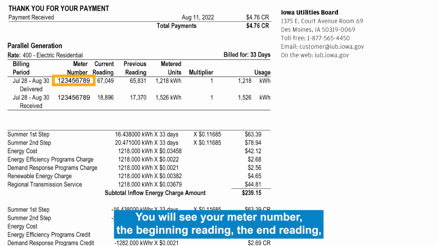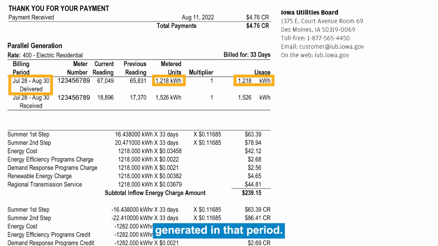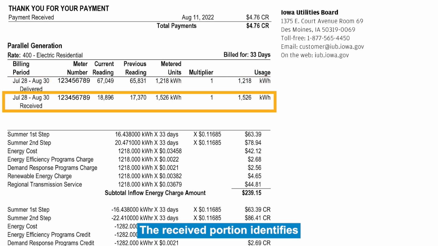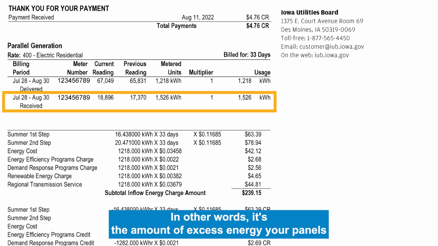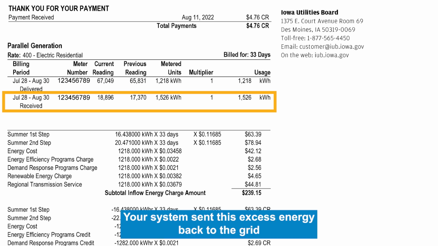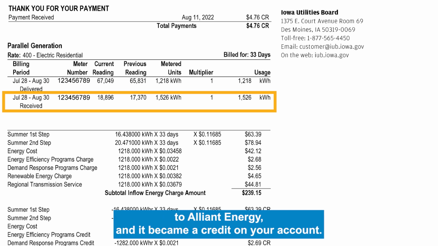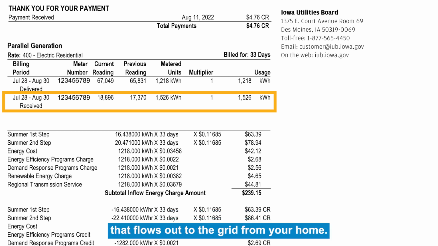You will see your meter number, the beginning reading, the end reading, and the total number of kilowatt hours used beyond what your solar system generated in that period. The received portion identifies how much electricity Alliant Energy received from you. In other words, it's the amount of excess energy your panels generated that your home didn't use at the time. Your system sent this excess energy back to the grid to Alliant Energy, and it became a credit on your account. This is also referred to as outflow electricity that flows out to the grid from your home.